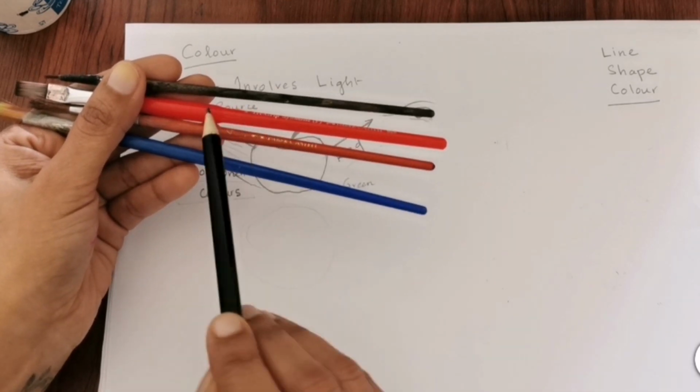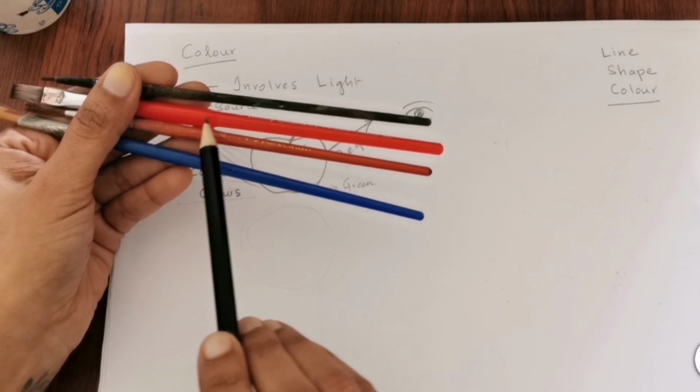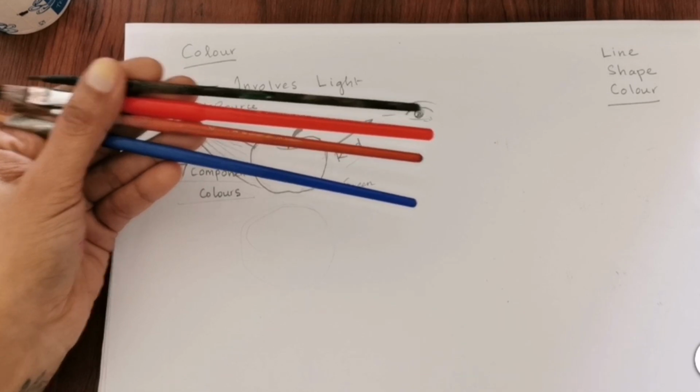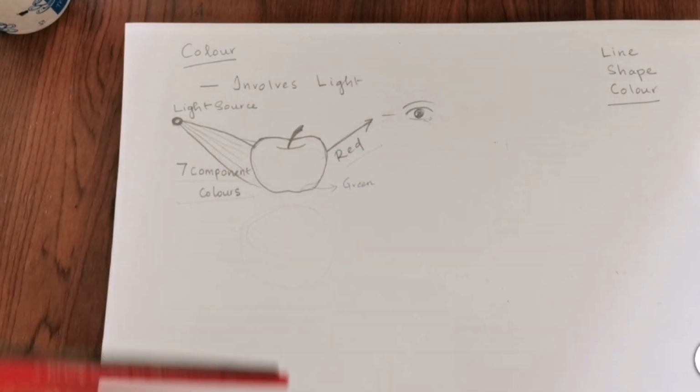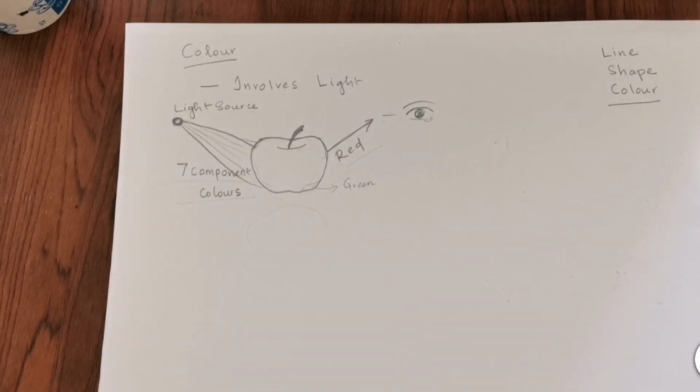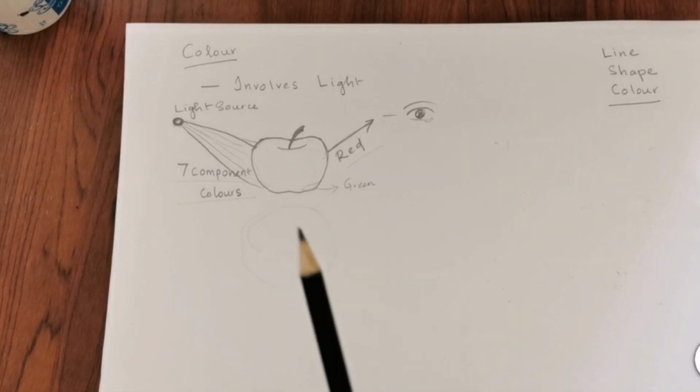Whatever color that object possesses, that color will be reflected. All the other colors will be absorbed. Okay, hope it is clear for you. In case you have any doubt, you can let me know anytime on the chat.